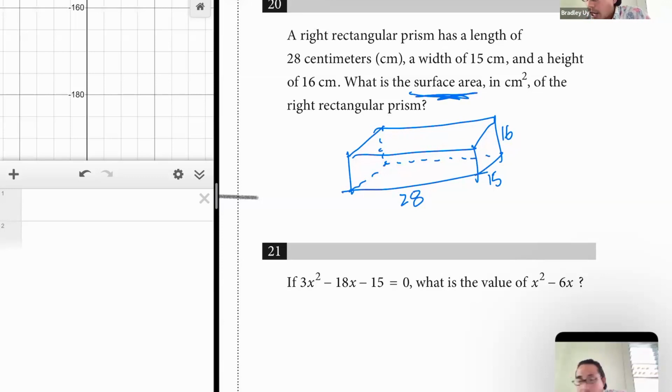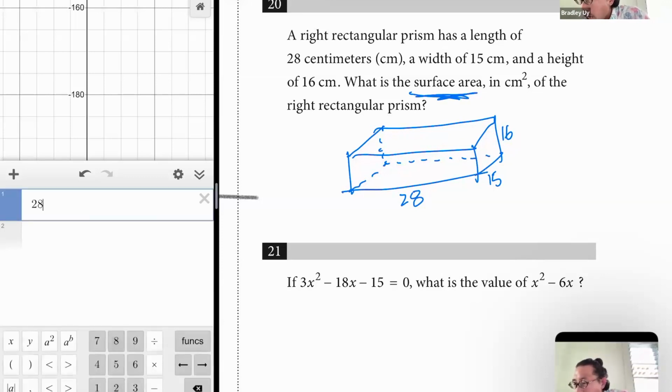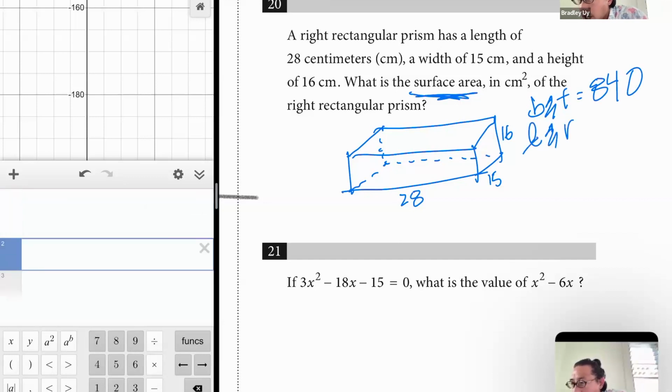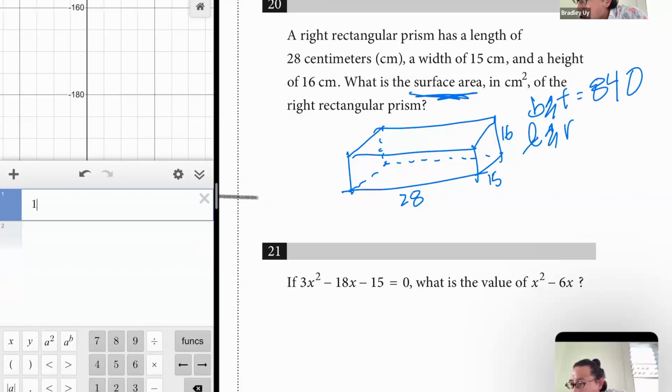Okay, so over here, I might do 28 times 15. Let's calculate the bottom and top. These are each 420, so the total surface area is maybe 840. Okay, bottom and the top. Let's go left and right next, which are these faces, which are 15 by 16. It's 15 times 16. Okay, which is 240 each, but we have 2 of them. So let's just double that. So we have 480.